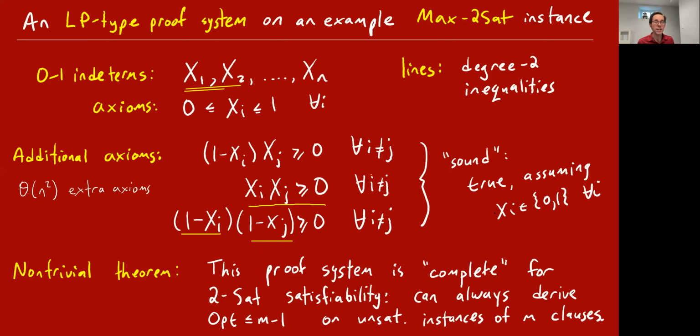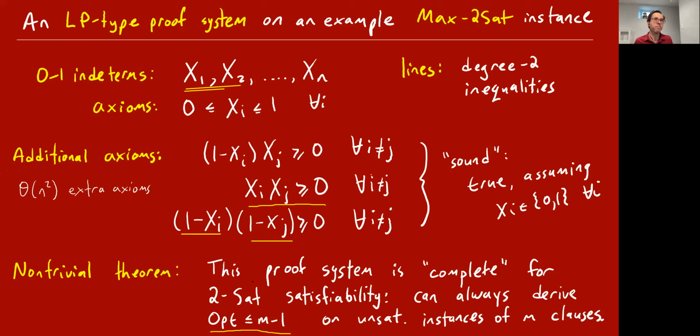If I give you any 2-SAT instance, which has, let's say, m clauses and is unsatisfiable, you can always derive from these axioms, by taking non-negative linear combinations, that opt is at most m minus 1. Here opt represents the arithmetization of the 2-SAT instance.